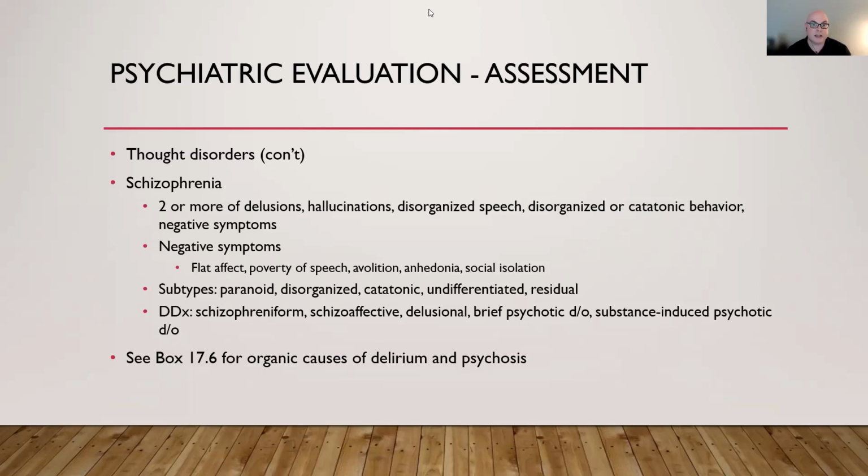We haven't really talked about the negative symptoms yet. These are things like flat affect, poverty of speech, avolition, meaning these are people that just won't do anything unless you physically move them and have them do it. Anhedonia means they just take pleasure from nothing. And social isolation is a negative symptom as well. They don't talk to people. They don't want to talk to people, very isolated.